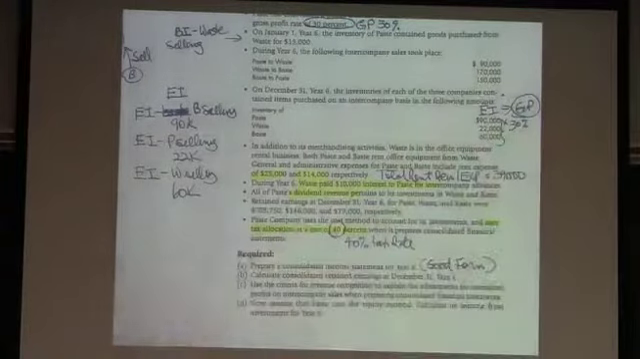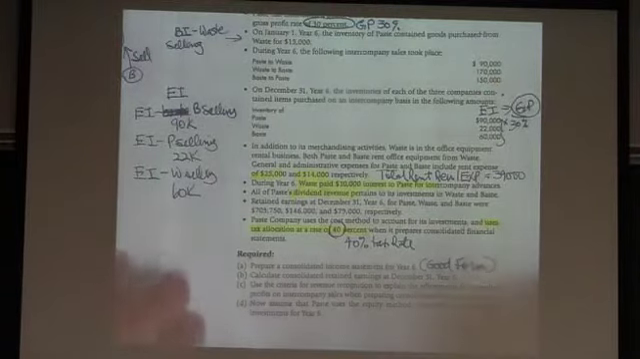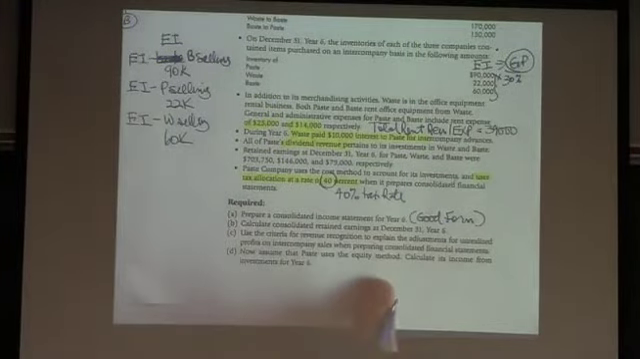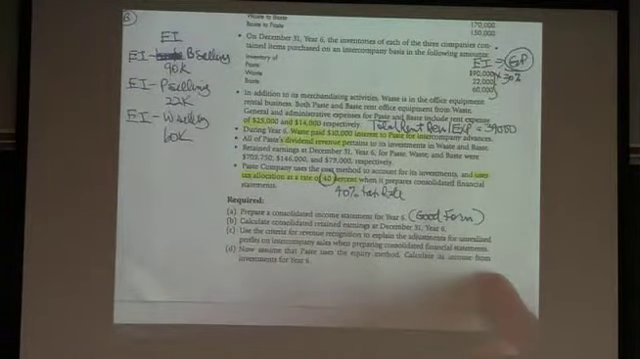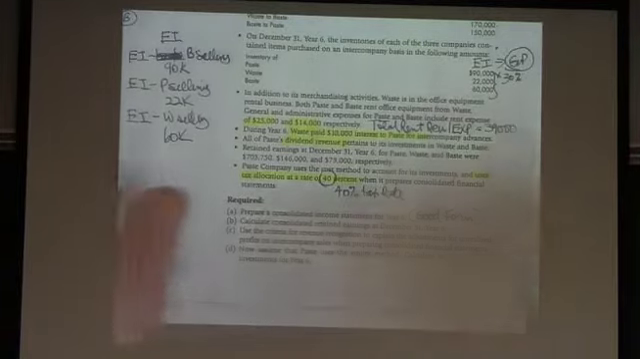And then part C says use the criteria for revenue recognition to explain the adjustment for the unrealized profit. So why do we do it? We're going to use revenue recognition criteria to help explain why, and we're going to talk about that a bit too. And then, of course, this is a fairly long question, and part D says, now, assuming that PACE used the equity method, calculate its income from investment. So they want to know the equity method income. Okay? So let's get started.